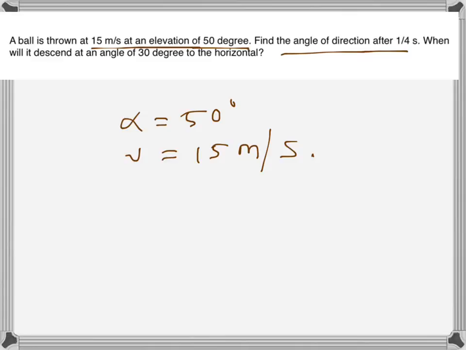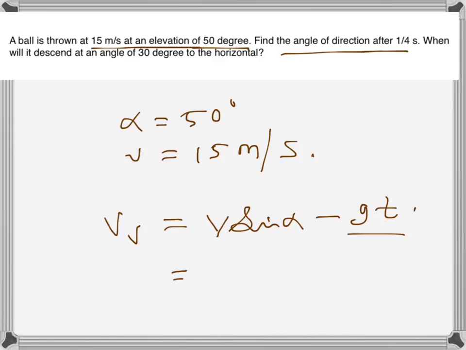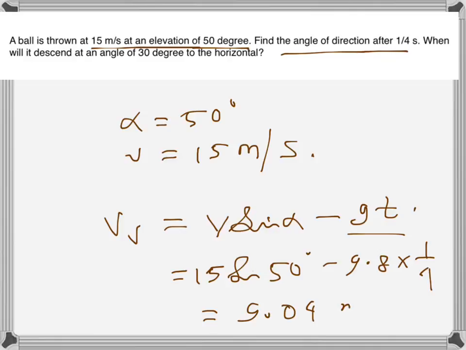after 1/4 second. So if we say v after 1/4 second, the initial v is v sine alpha minus gt, the lesser amount of the vertical component basically. So this is 15 sine 50 degrees minus 9.8 times 1/4. This gives us 9.04 meters per second.